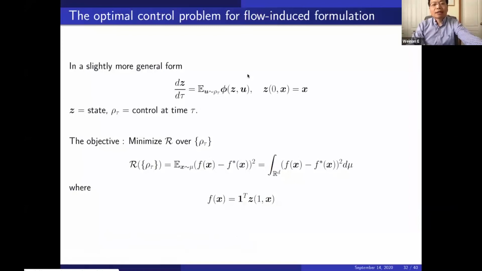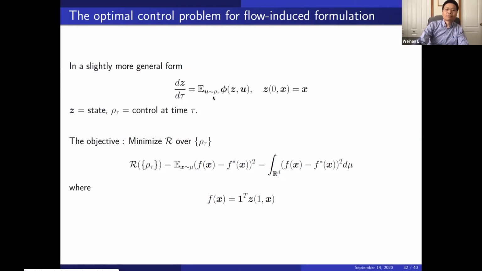So let me now discuss the flow version of these PDEs. This is machine learning from a dynamic system viewpoint. We're learning functions with the help of ODEs. So let's consider a more general form. I'm going to consider these kind of ODEs where the general features and the parameters are a family of probability distributions rho tau. And we want to minimize this population risk by choosing the parameters rho tau. So rho tau is a family of probability distributions.